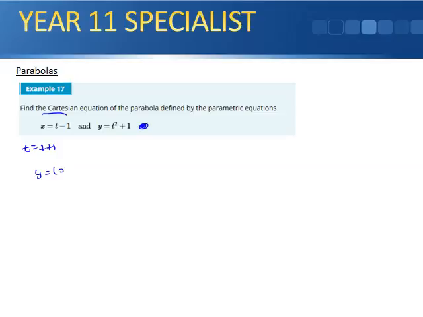So I get y equals (x plus 1) squared plus 1, which means I get y equals x squared plus 2x plus 1 plus 1. I'll just leave it like this, because that's a parabola already written.